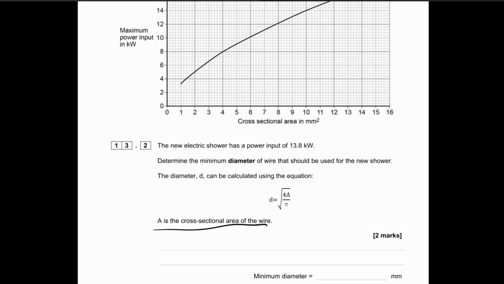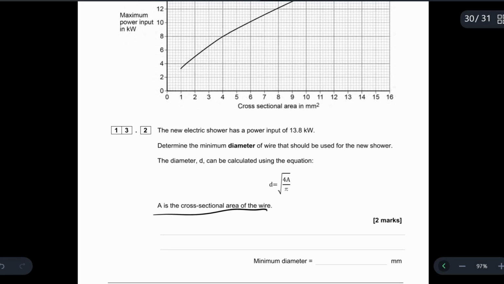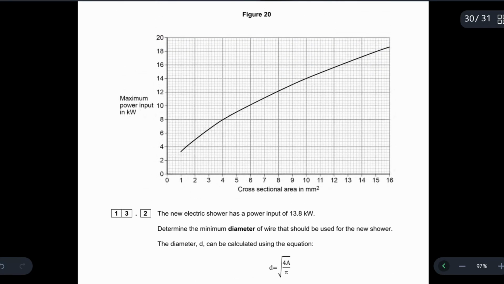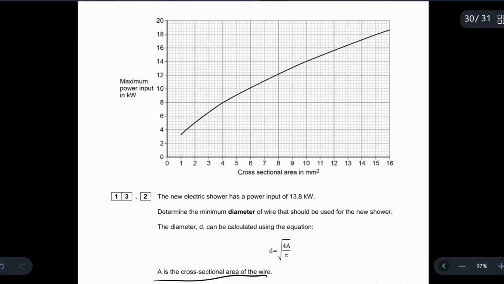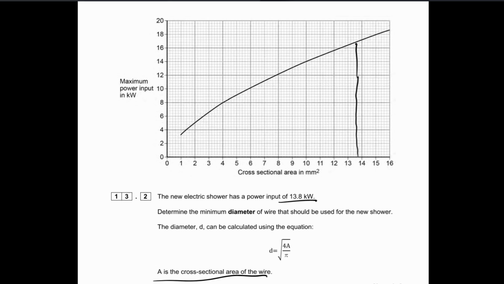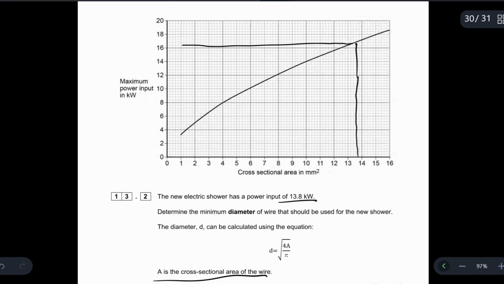And so this essentially is just one way you're going to plug everything in. So the diameter, you need to work out the area. When the power input is 13.8 kilowatts, you go along to 13.8 kilowatts on your diagram, you come along here, you draw a line. Again, you'll use a ruler for this in your exam. Sorry, it should be the other way around. So you go along here to 13.8 kilowatts on here.